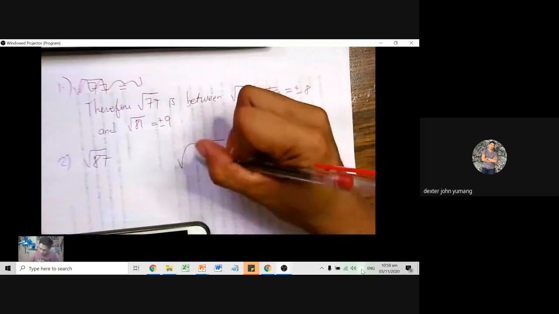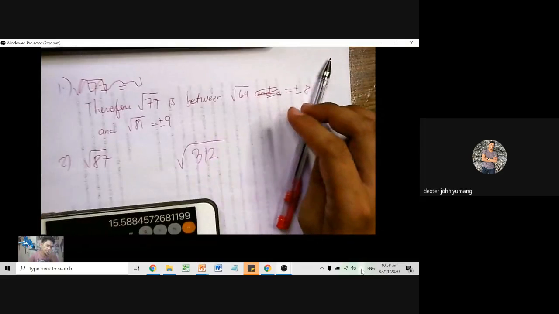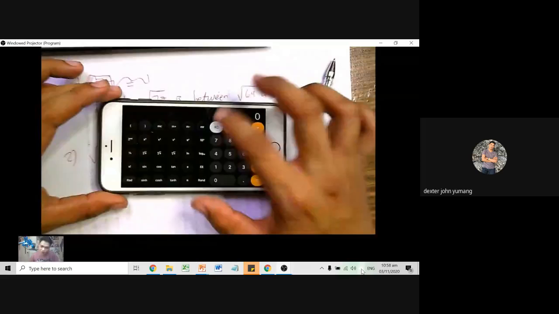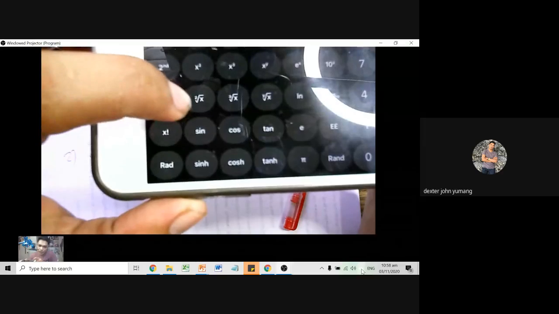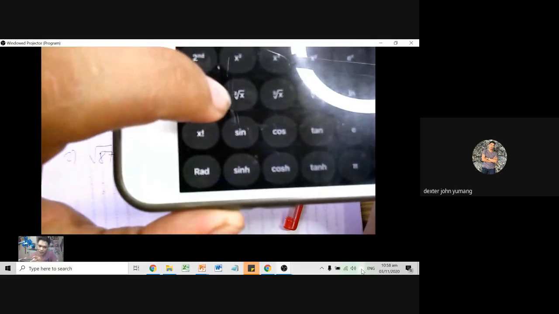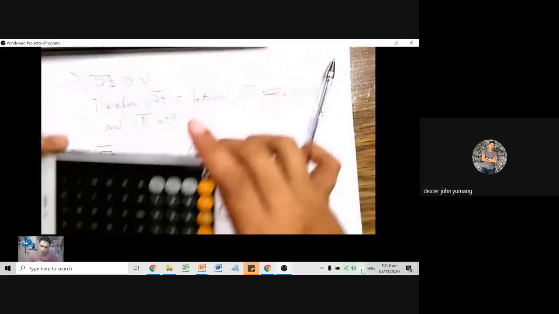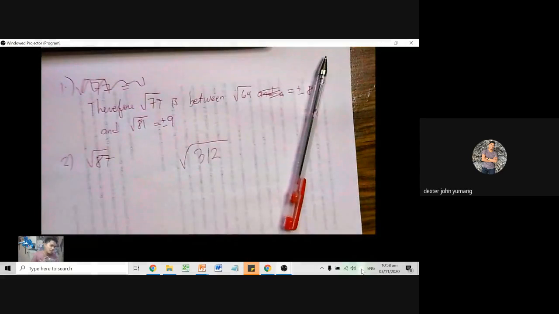Next, try now natin. Square root of 312. Saan siya between? So, kunin lang calculator. Ito po ang square root symbol. Makita. Square root of x. So, square root of 312. Sige daw, ano sagot nyo?